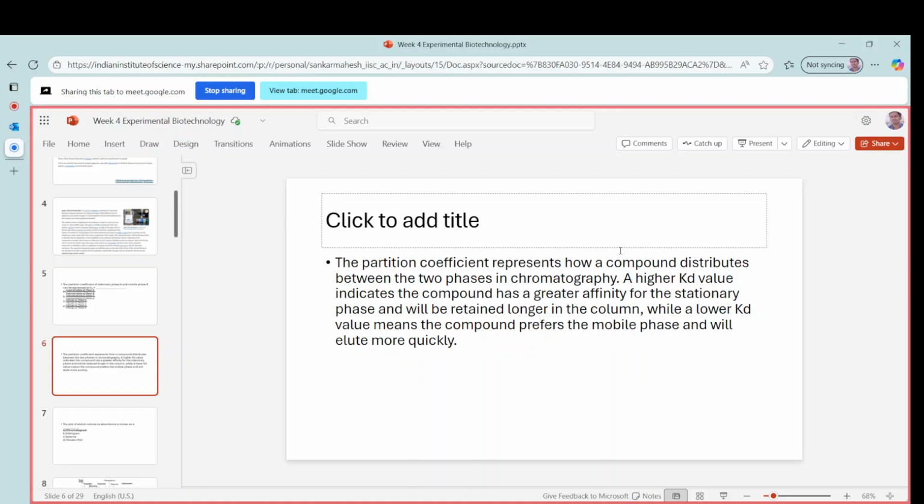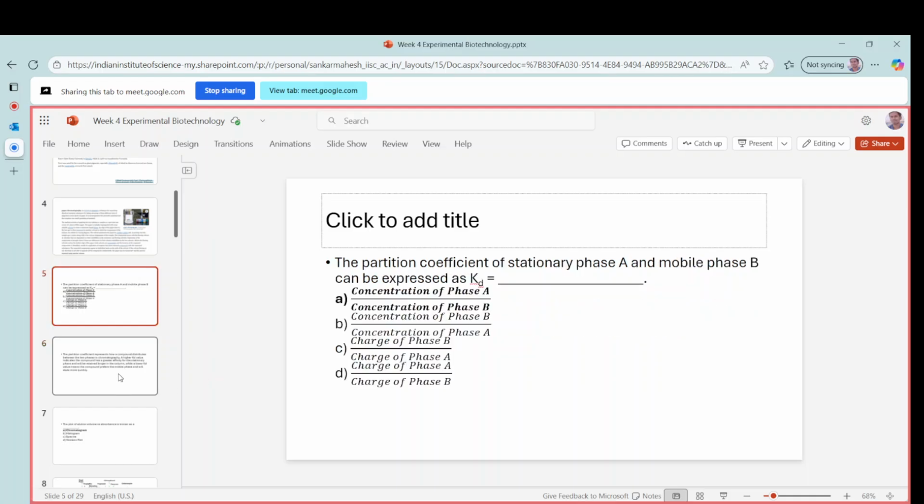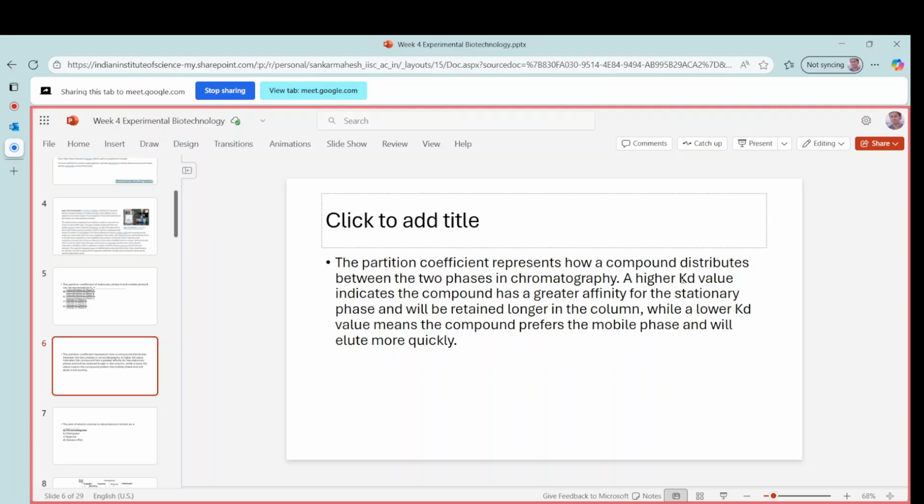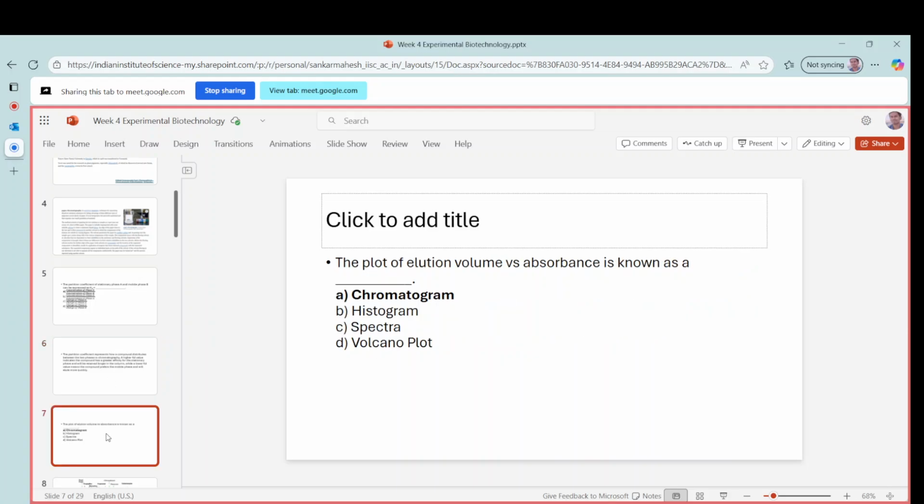This partition coefficient represents how a compound distributes between two phases, like we discussed. And what I didn't tell you is this KD value tells you where it is more likely to be present. If the KD is higher, it indicates that the numerator is higher, which means the compound has greater affinity for the stationary phase. Whereas if KD is low, it means it will come in the mobile phase.